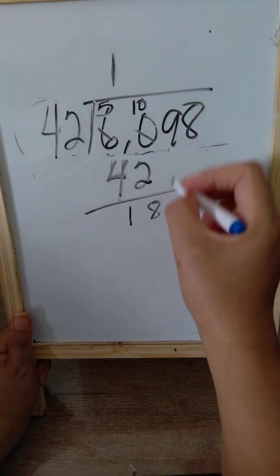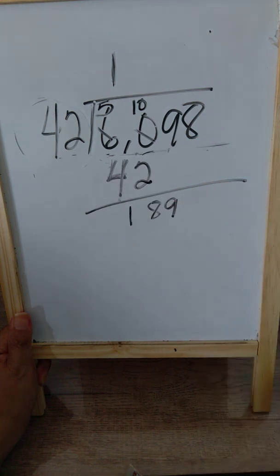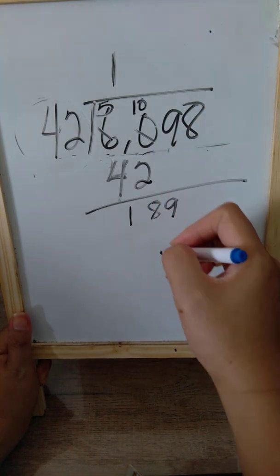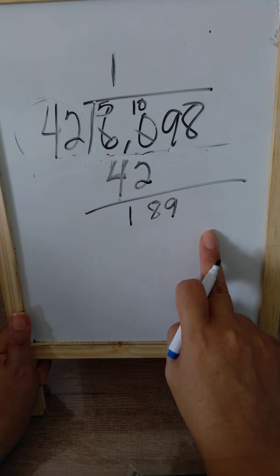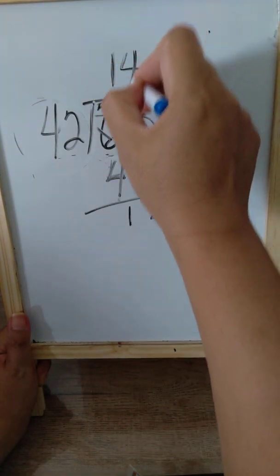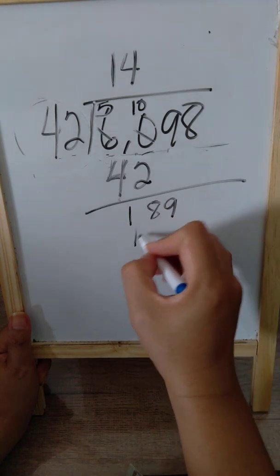So let's bring down the 9. We cannot subtract 18 to 42, so bring down 9. So 189. Now 189 divided by 42 is equal to 4. 4 times 42 is equal to 168.